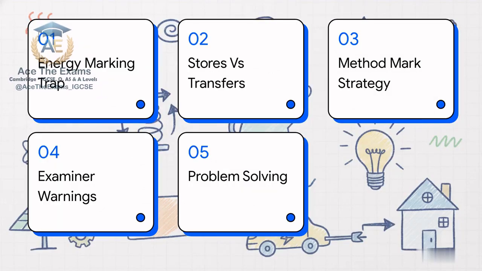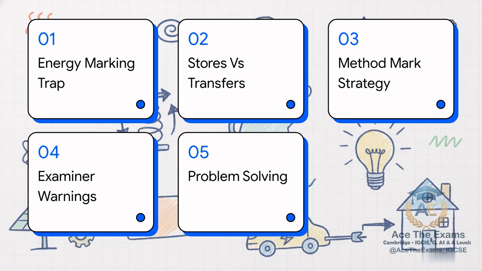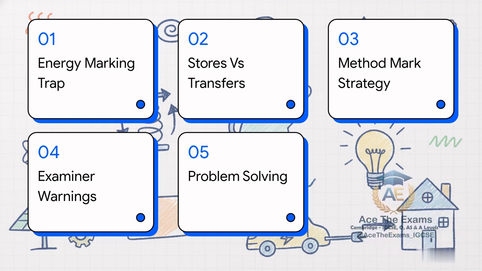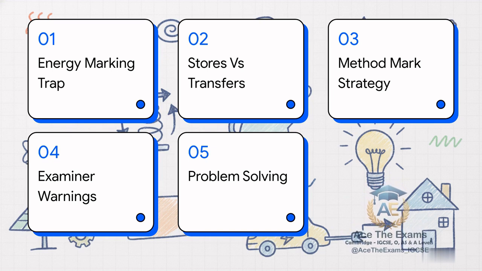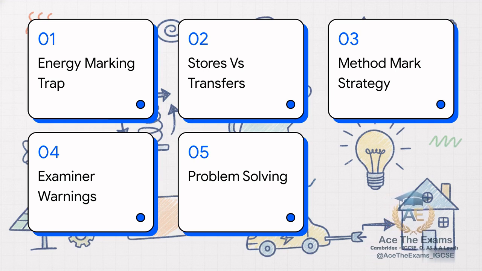So here's our roadmap for thinking exactly like a Cambridge examiner today. We're going to start by uncovering what I call the energy marking trap. Then we'll lock in the core theoretical foundation of stores versus transfers. Next, we'll dive into the method mark strategy. After that, we'll review the top 3 examiner warnings drawn straight from actual past papers. And finally, we'll equip you with our ultimate problem-solving framework: deconstruct, solve, and evaluate.